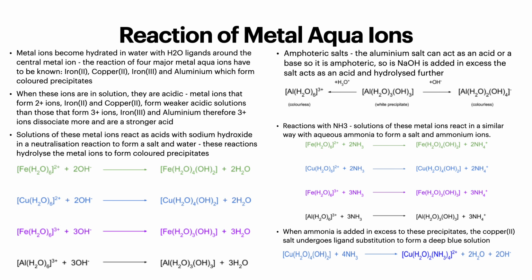Then there's also such a thing as amphoteric salts, like we spoke a little bit earlier about amphoteric. The aluminium salt can act both as an acid or a base, so it's amphoteric. When sodium hydroxide is added in excess, the salt acts as an acid and hydrolyzes further. Reactions with ammonia: solutions of these metal ions react in a similar way with aqueous ammonia to form a salt and ammonium ions. And when ammonia is added in excess to these precipitates, the copper 2 salt undergoes ligand substitution to form a deep blue solution.